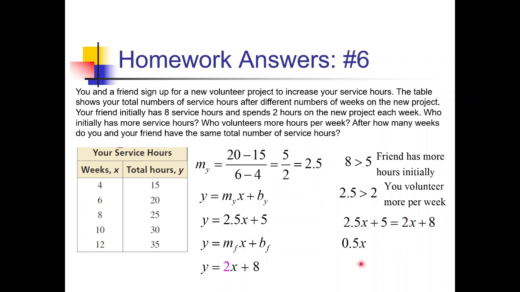That's 0.5x on the left. And then subtracting 5 gives me 3 on the right side. Dividing by 0.5 or multiplying by 2 accomplishes the same thing. Gives us x equals 6. So after 6 weeks, the two of you have the same number of hours.